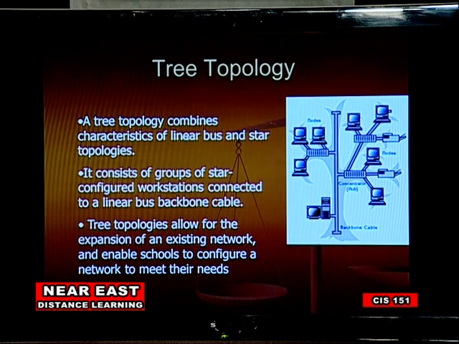A tree topology combines the characteristics of the linear bus and the star topology. So it is a combination of a linear bus and the star topology. It contains a group of star-configured workstations connected to the linear bus backbone cable here. Tree topology allows for the expansion of an existing network, to enable schools to configure a network to meet their needs.